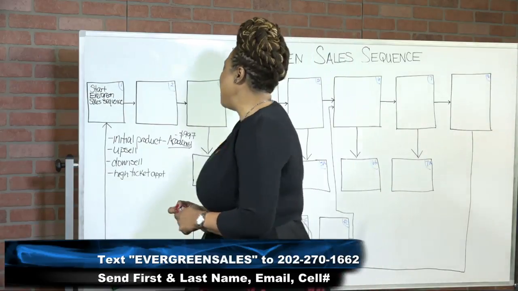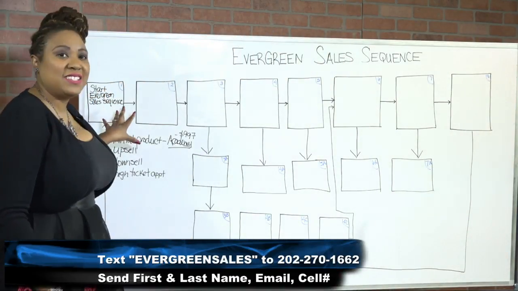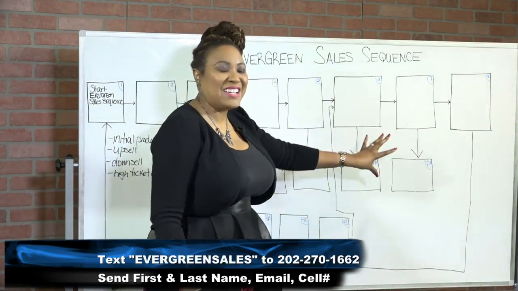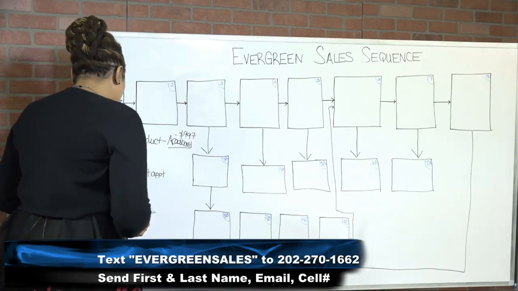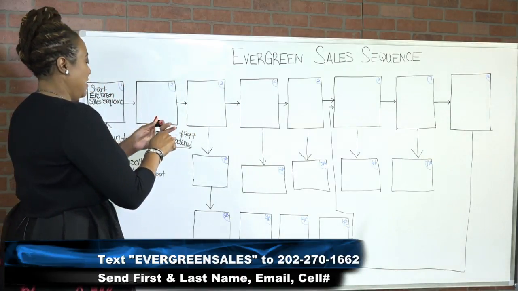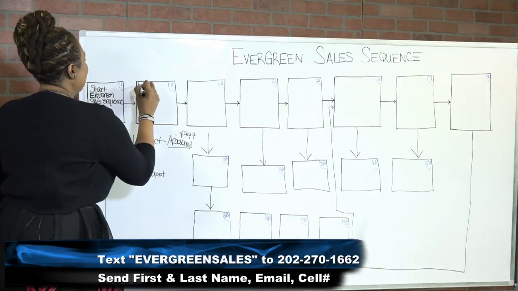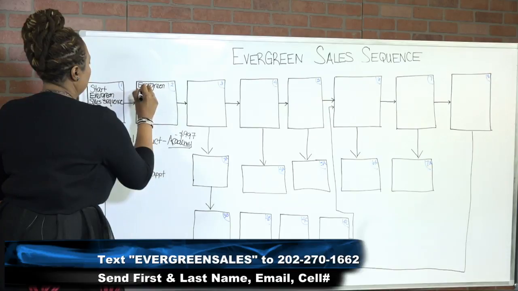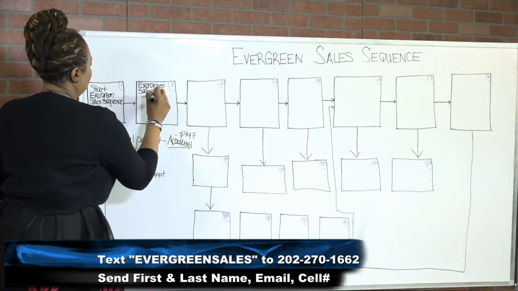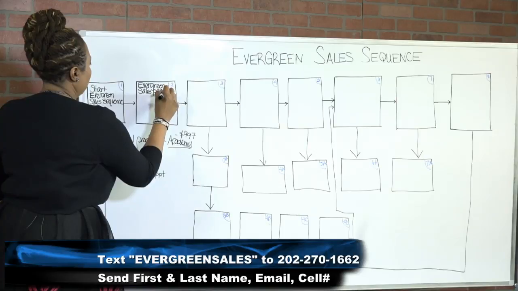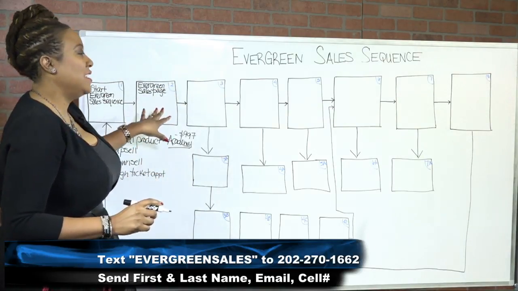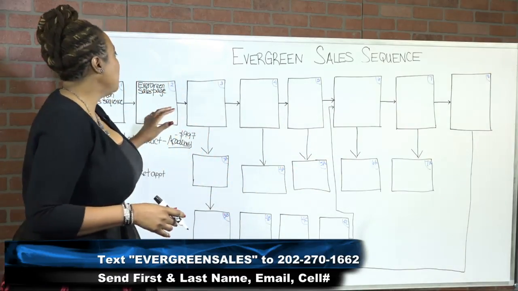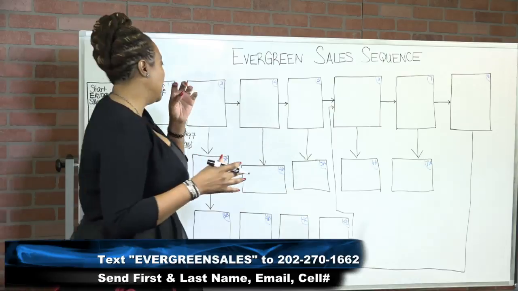Okay, so the next step is, we now know we started the sequence, we have our products, we have a plan, we have our roadmap, right? And so we're going to have our Evergreen sales page. They have to have a way to actually find out more information about the actual product. So on this page, there are certain things we're going to talk about.